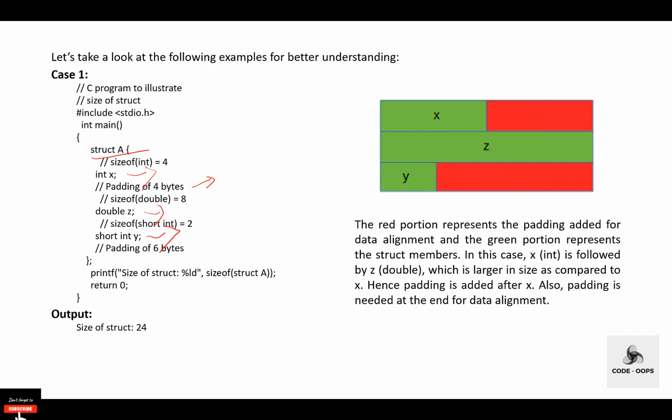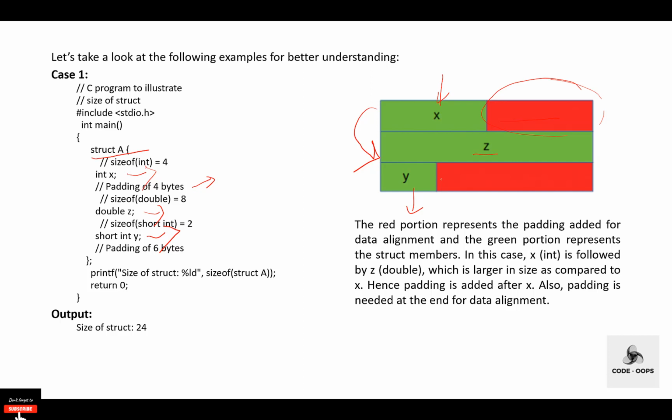followed by double, which is larger in size as compared to x. So padding is added after x. X takes 4 bytes. Padding is required for 4 bytes. So padding is added after x. Then y takes 2 bytes.